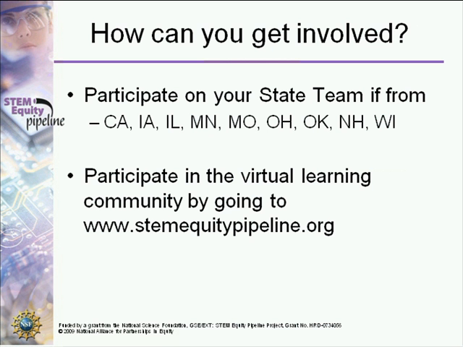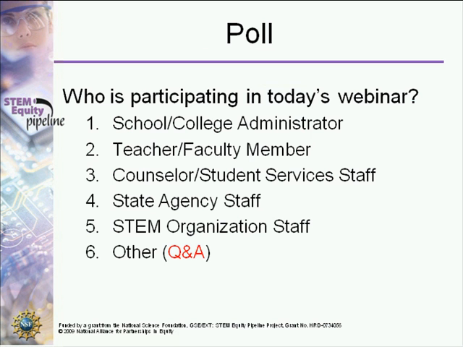Well, if you're from any of these states, California, Iowa, Illinois, Minnesota, Missouri, Ohio, Oklahoma, New Hampshire, or Wisconsin, you can certainly participate on your state team. And you can do this, just go to the STEM Equity Pipeline website, click on the state team menus, and you'll be able to identify who the contact is in your state that's leading this effort and communicate with them to get involved. And of course, participating on the website and in these webinars is also a great way to be involved with our work.